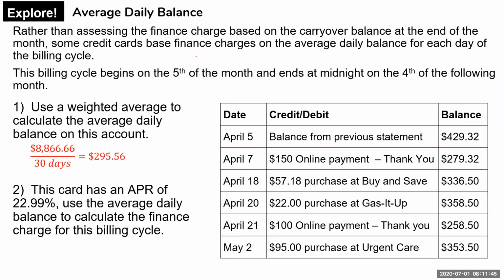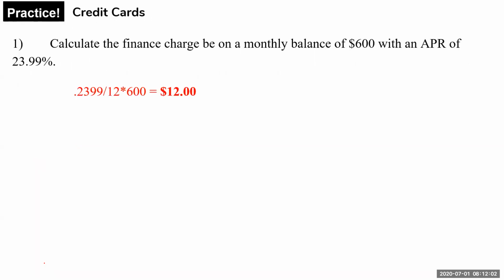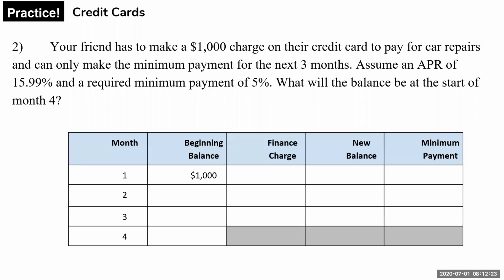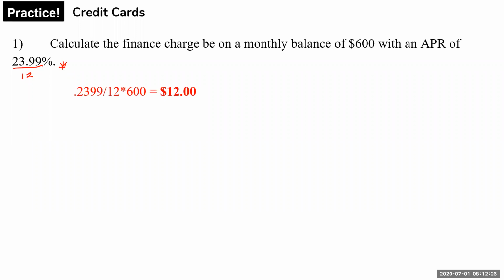We did weighted averages. If you have an APR of 22.99% and want to find the finance charge, you do the APR divided by 12, multiplied by the average balance, and that is it. Now, these are practice problems: find the finance charge with an APR of 23.99% on a balance of $600. You change the APR to a decimal, divide by 12, and multiply by the balance, and that gives you a finance charge of $12. Is that okay?